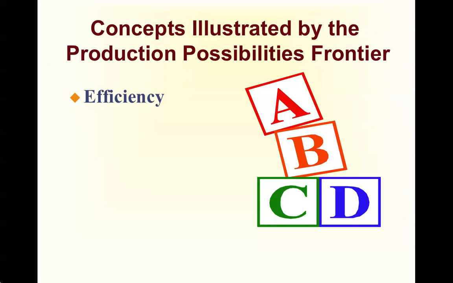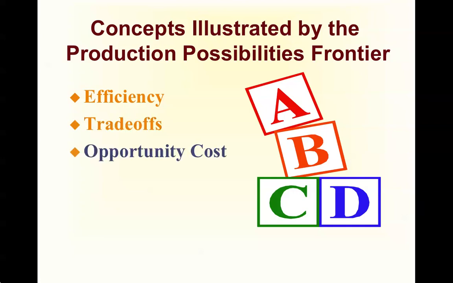Efficiency is going to be along the line. Trade-offs: to get something, we're going to have to give up something. Opportunity cost is the exact thing that we give up. So as you saw from point A to point C, to get 200 computers, you had to give up 100 cars. That is the opportunity cost.